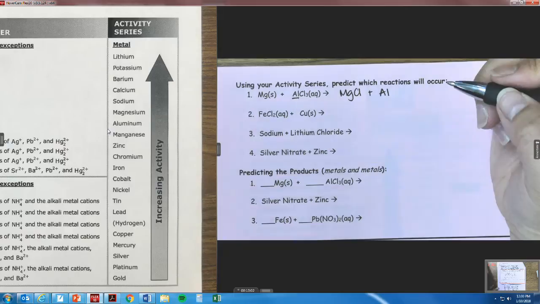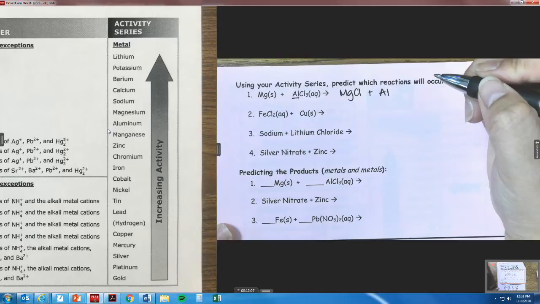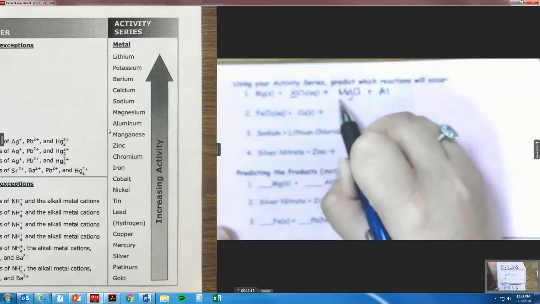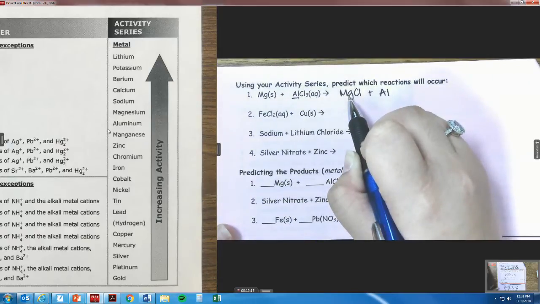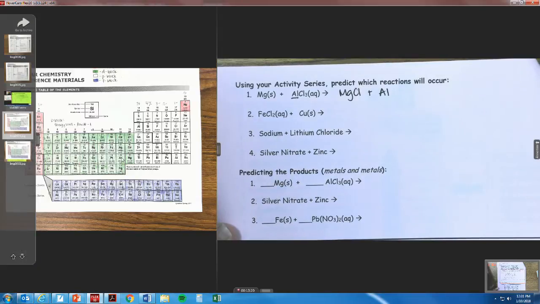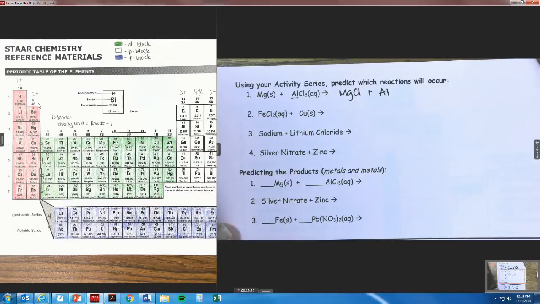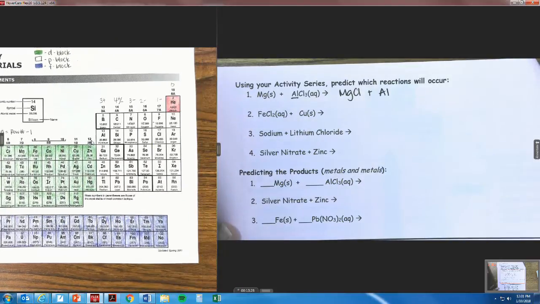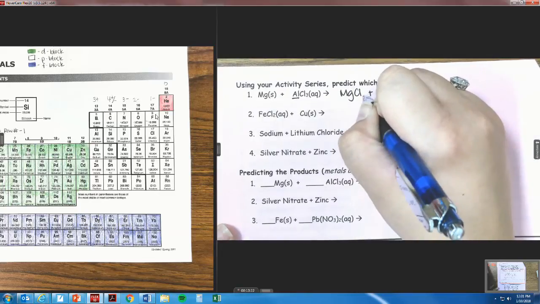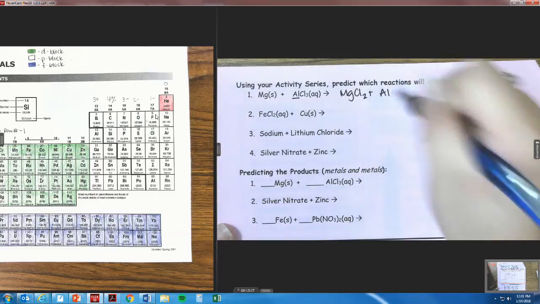Okay, so because we are working on balancing equations as well, let's go ahead and balance this equation right now. So my products, first I have to take care of those. Magnesium has a charge of +2. So let me show you where I'm getting my numbers. Magnesium has a charge of +2. Chlorine has a charge of -1. So crisscross your charges so they can become subscripts. You should have MgCl2 plus Al.